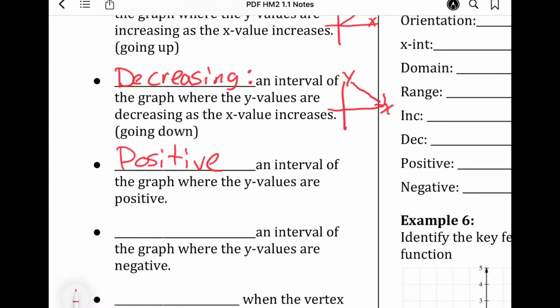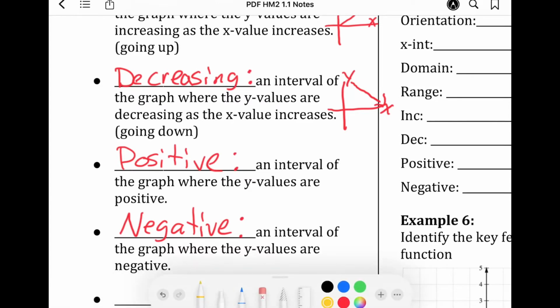Positive means an interval of the graph where the y values are positive. Negative is an interval of the graph where the y values are negative. Key thing here is that when you're talking about your positive and negative intervals, you're looking at your y values.